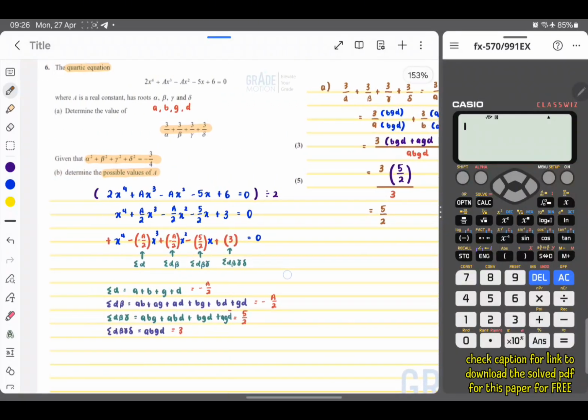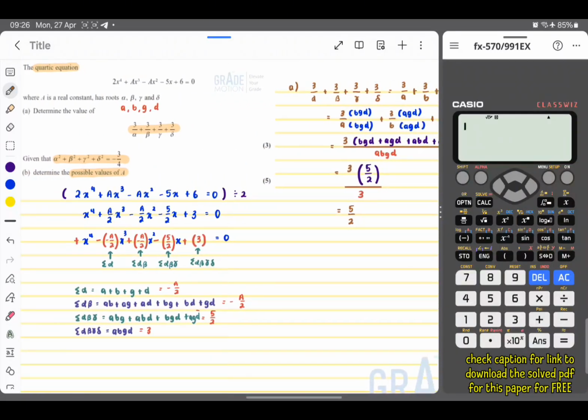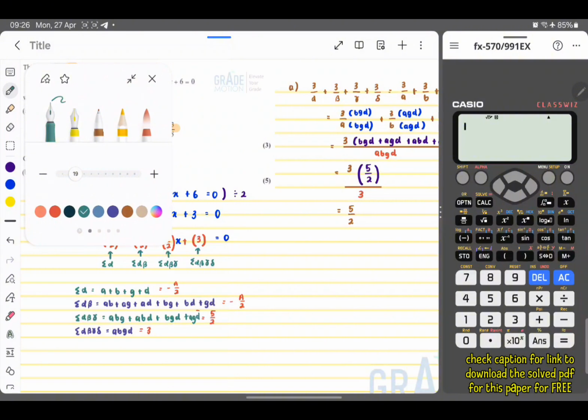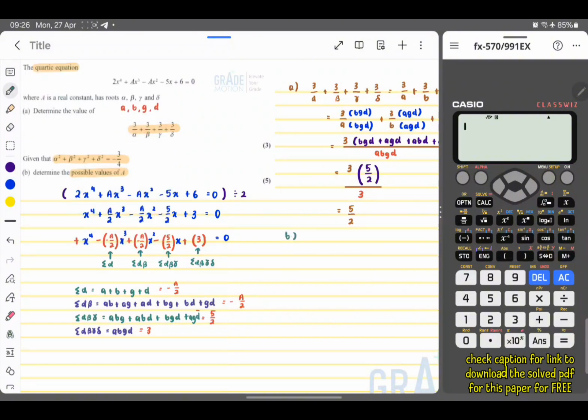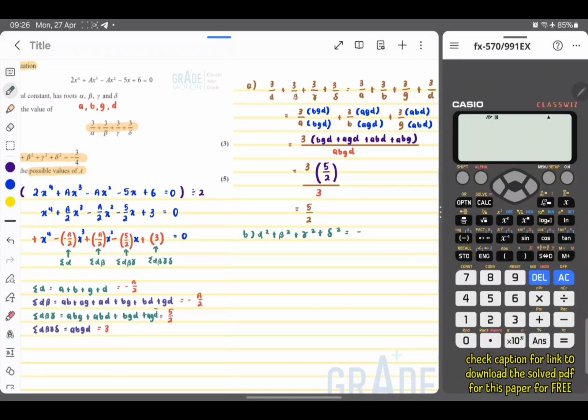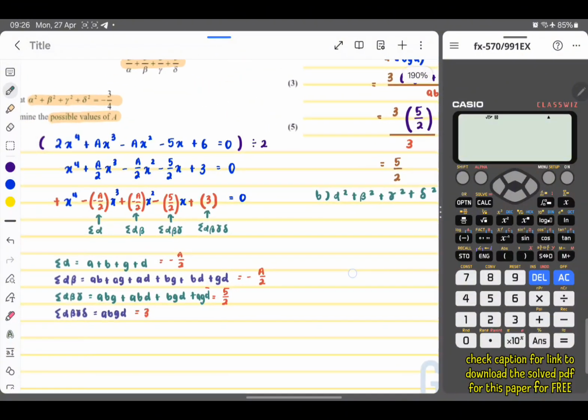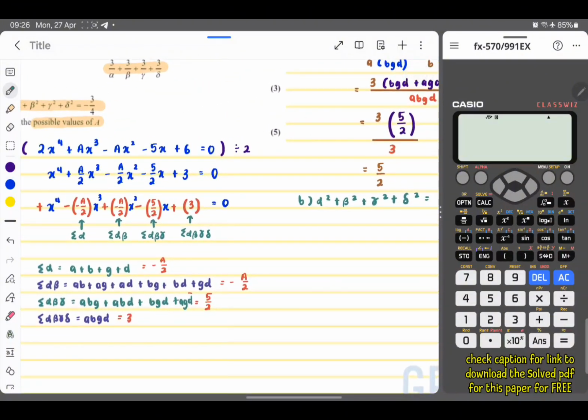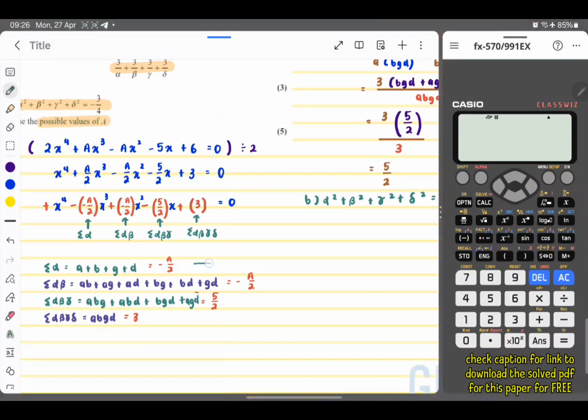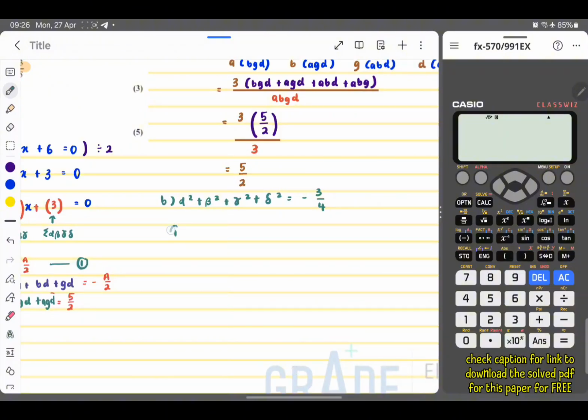Moving on to part B, they give us new information. For part B, they tell us that alpha squared plus beta squared plus gamma squared plus delta squared is equal to negative 3 over 4. Because they give a square, we know that we have to square something. So what I will do is, let's name this equation 1.